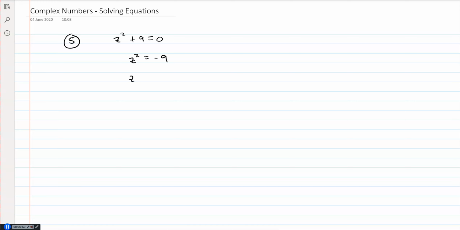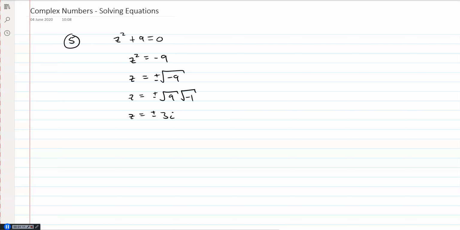So we can square root both sides here. We still get plus or minus square root of minus 9. But now we can cope with this because we can split this into root 9, root minus 1. Root 9 is 3. And root minus 1 is i. So we get plus or minus 3i. So we get imaginary solutions for this.